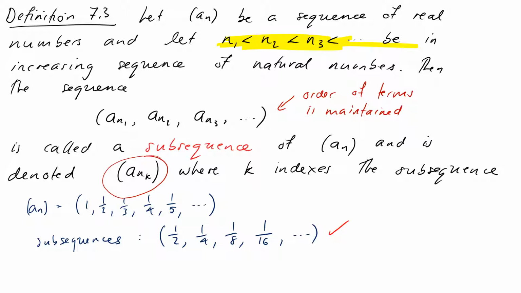Another one might be 1/10, 1/100th, 1/1000th. Again, they all fall within our original sequence, even though maybe it looks a bit different. And so these all count as subsequences of our original sequence 1 over n.